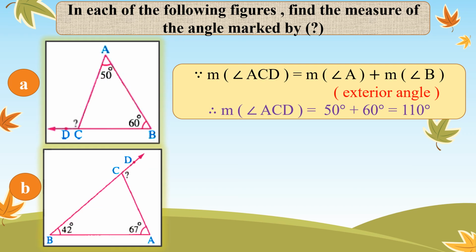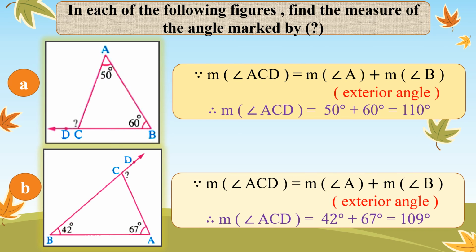Another one. Here, I also want measure of angle ACD. From the previous example, since angle ACD is an exterior angle, then measure of angle ACD equals measure of angle A plus measure of angle B, which is equal to 42 plus 67, which is equal to 109 degrees.